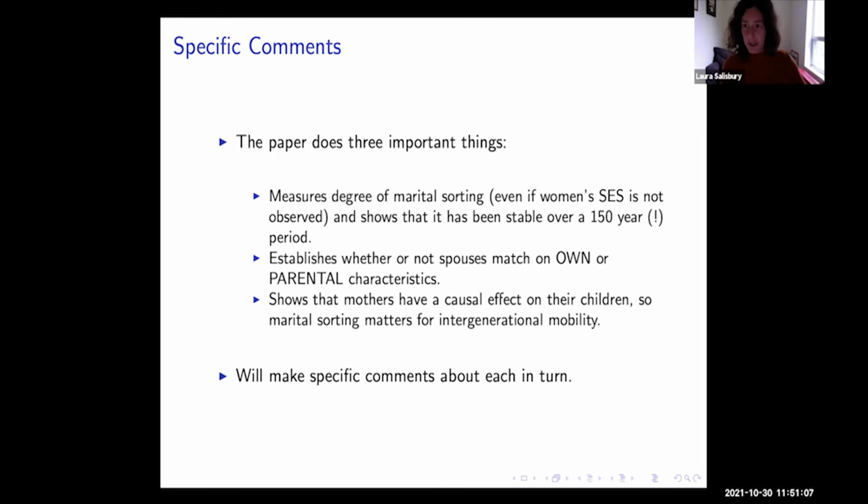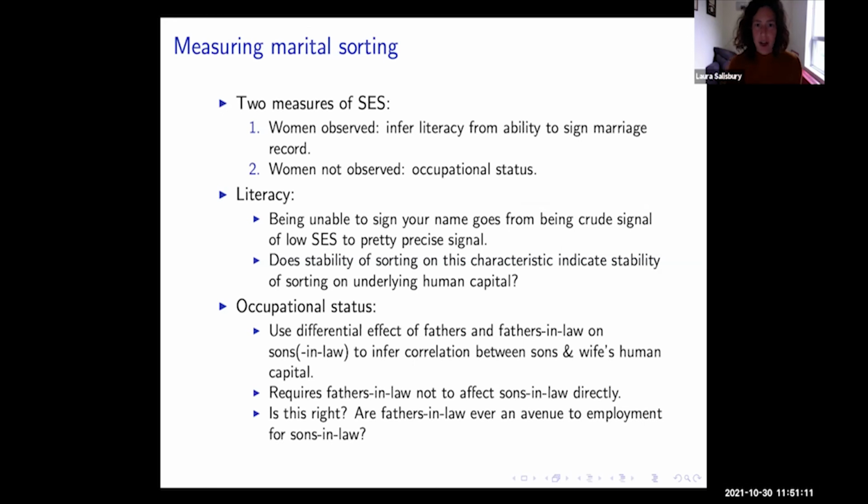So I'll comment on each of these in turn. All right, my first comment has to do with the way SES is measured, and this is a challenge. The directly observed measure of women's SES is literacy. The indirectly observed measure of women's SES is the occupational status of her father.